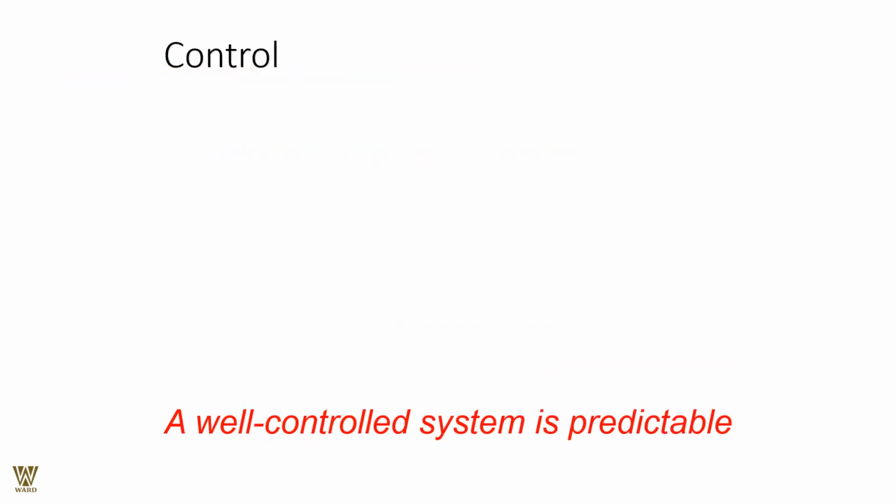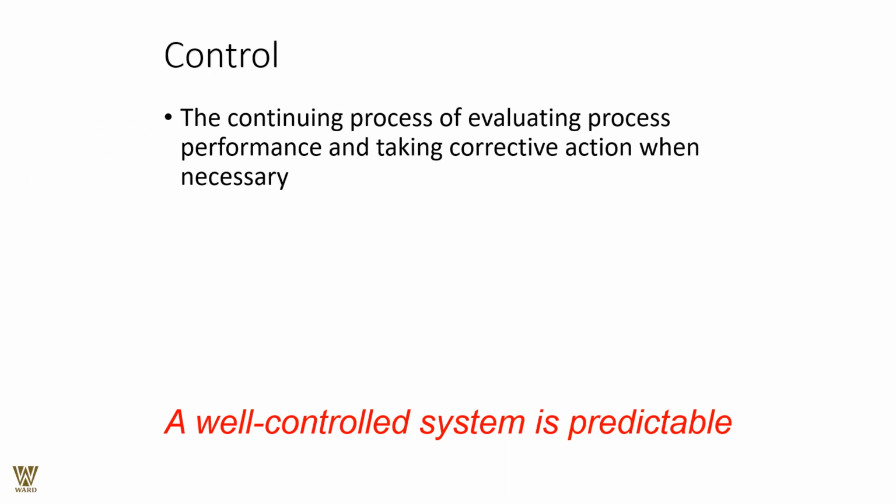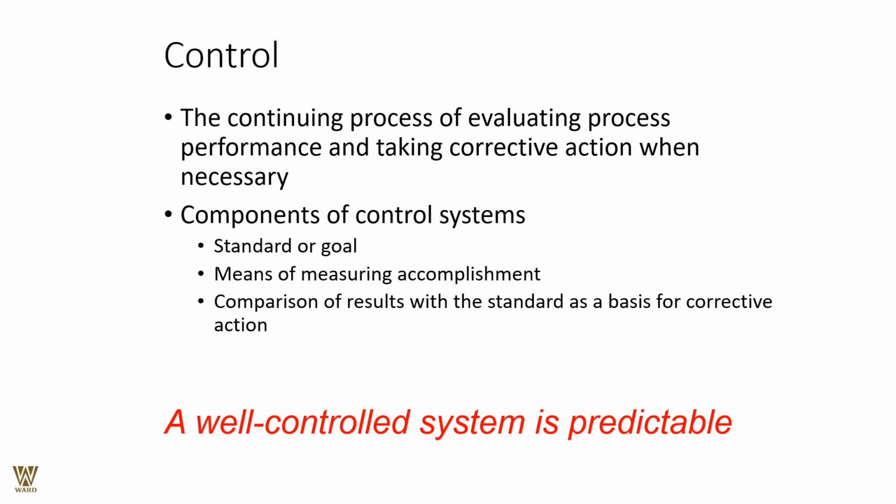So yes, what kind of control do we come across with it? The continuing process of evaluating the process, performing, taking corrective actions when necessary. This is what we are looking forward to. A well-controlled system is absolutely predictable. A well-controlled system is absolutely achievable. We need to only monitor each component of the control system. Let us benchmark them. Let us standardize them. Let us have a goal for each of the processes, means of measuring accomplishment, and comparison of the result with standards as a basis for corrective actions per se.